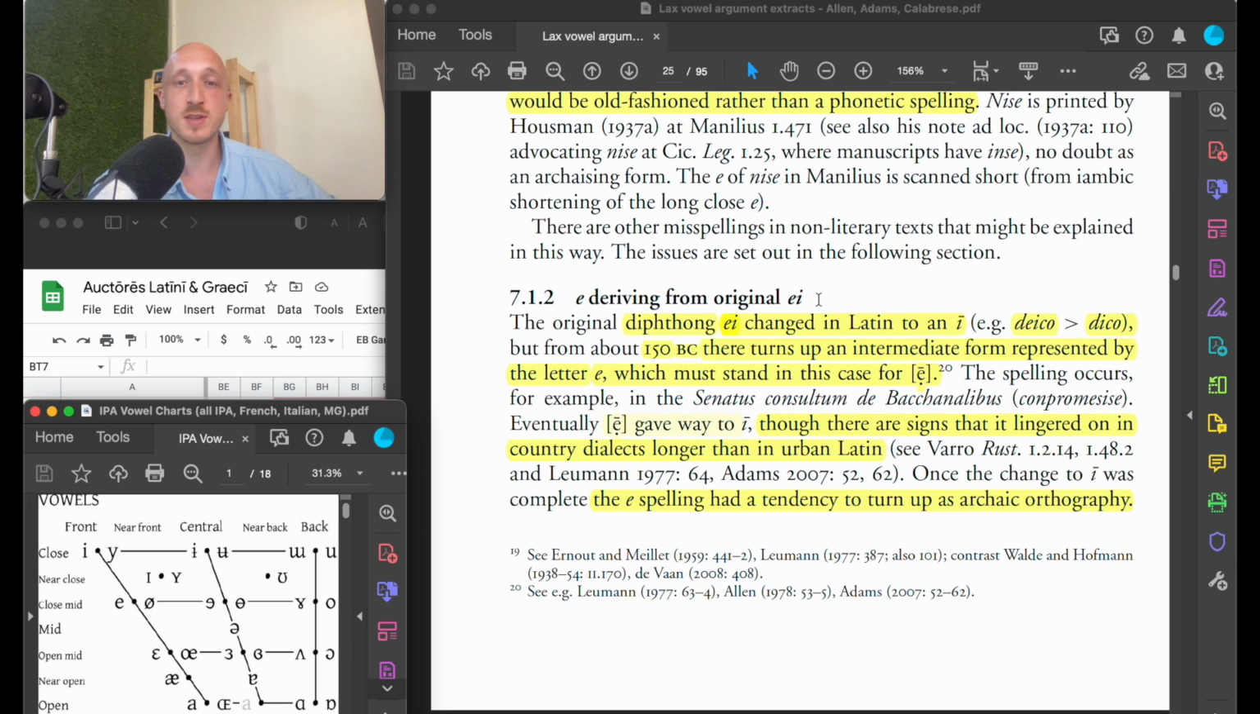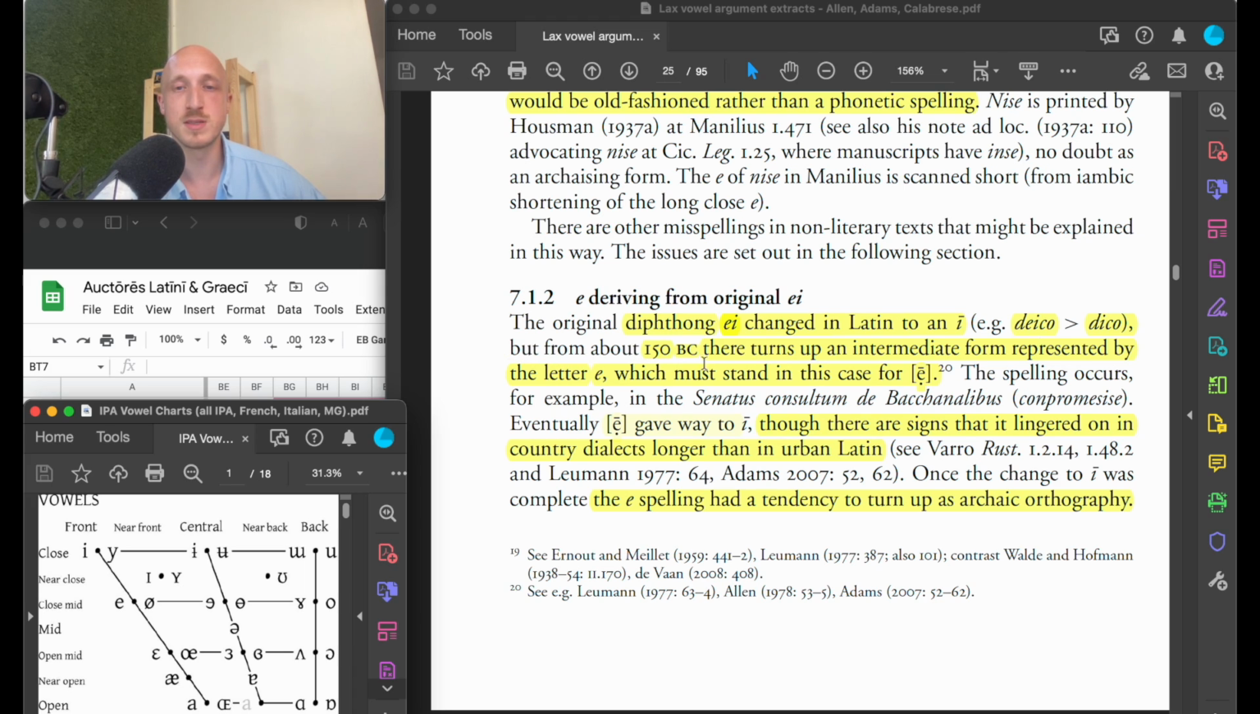E deriving from original ei. The original diphthong ei changed in Latin to e, deico into dico. This spelling in particular can be found in Gallus, that friend of Virgilius, Virgil's friend. None of his writings had survived until something had turned up in Egyptian papyri, and deico, this form with de instead of dico, is actually there in his spelling from the 1st century BC. So that is not representative of how things were actually pronounced. He was using an archaic spelling, as many people probably were wont to do.